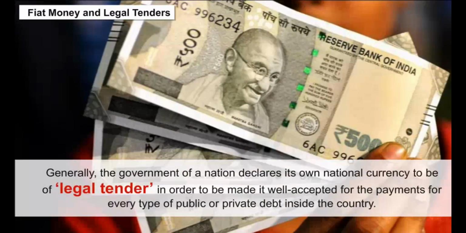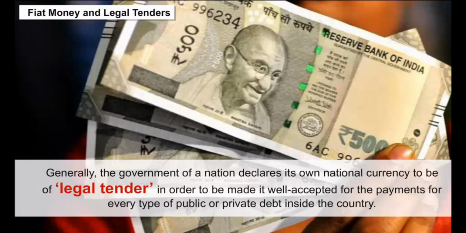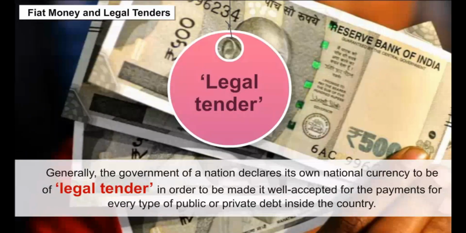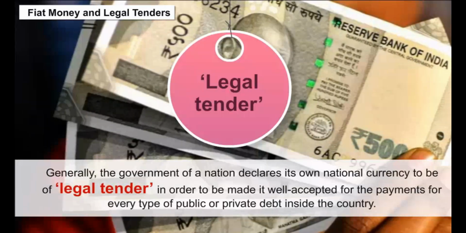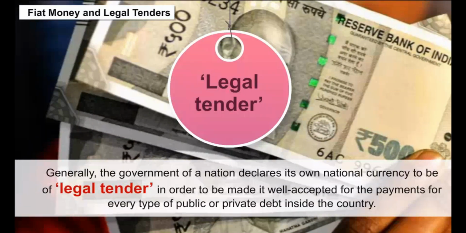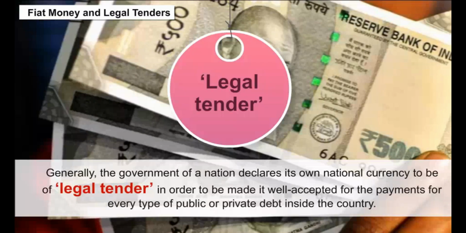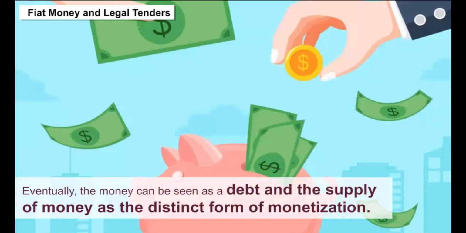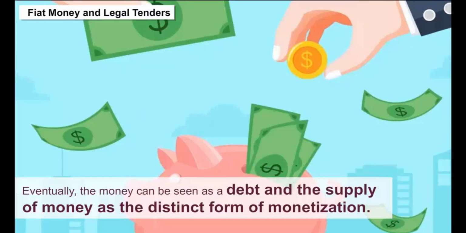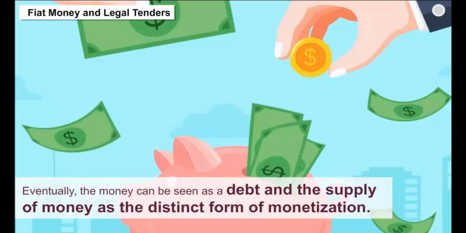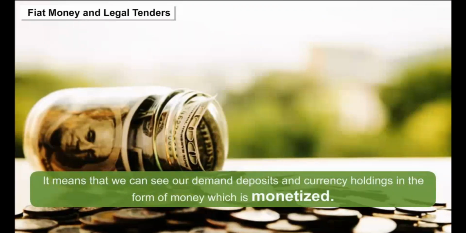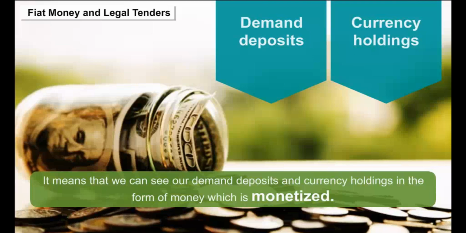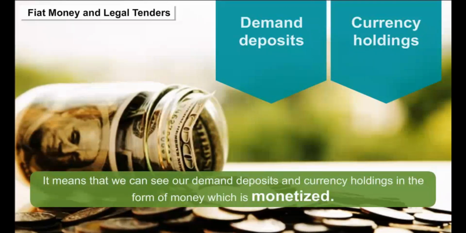Generally, the government of a nation declares its own national currency to be legal tender in order to make it well accepted for payments for every type of public or private debt inside the country. Eventually, money can be seen as a debt and the supply of money as a distinct form of monetization. It means that we can see our demand deposits and currency holdings in the form of money which is monetized.